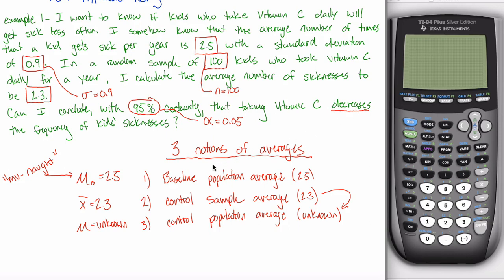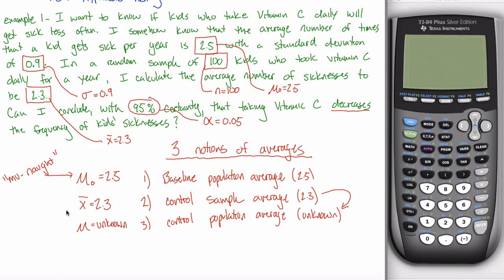It's really important. When you start doing these problems, it'll benefit you to read through the problems and label all the information that's given to you. So I guess I should do that. This 2.5 is the mu naught. And this 2.3 is x bar.